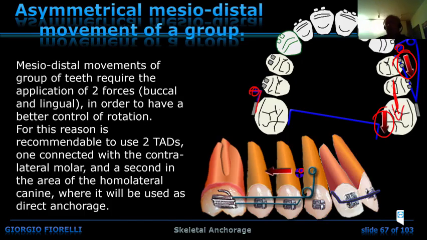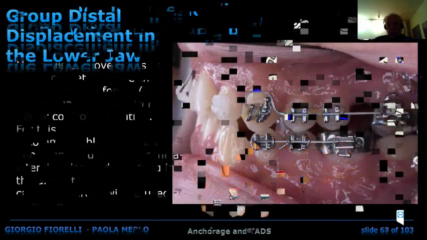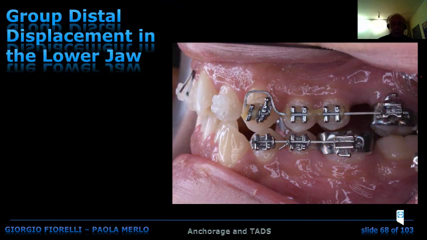It's very important that we have these 2 forces, because if you move 1 molar and have some rotation, that's not that bad. But if you move a group of 3 teeth and have some rotation, you might see the premolar goes in or out depending on the rotation. So you need to have 2 forces to control the rotation. So let's see the case. I posted this sometimes, I think, on Facebook, but it's interesting to explain this.